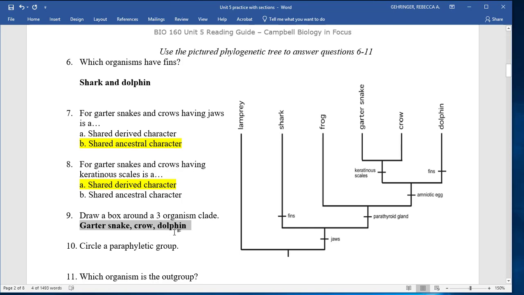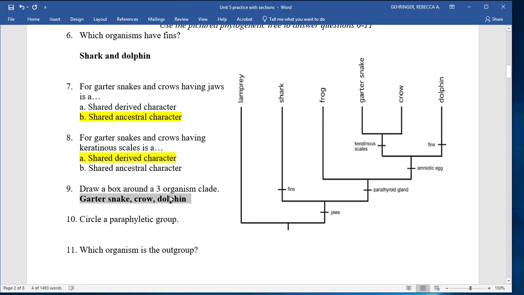A paraphyletic group. Well, we could have a lot of paraphyletic groups, but if we did frog, garter snake, crow, and left out dolphin, that would be paraphyletic. Or if we did lamprey, shark, frog, that would be a paraphyletic group, right? Do you see how we have the ancestor, but not all of the descendants in a paraphyletic group?